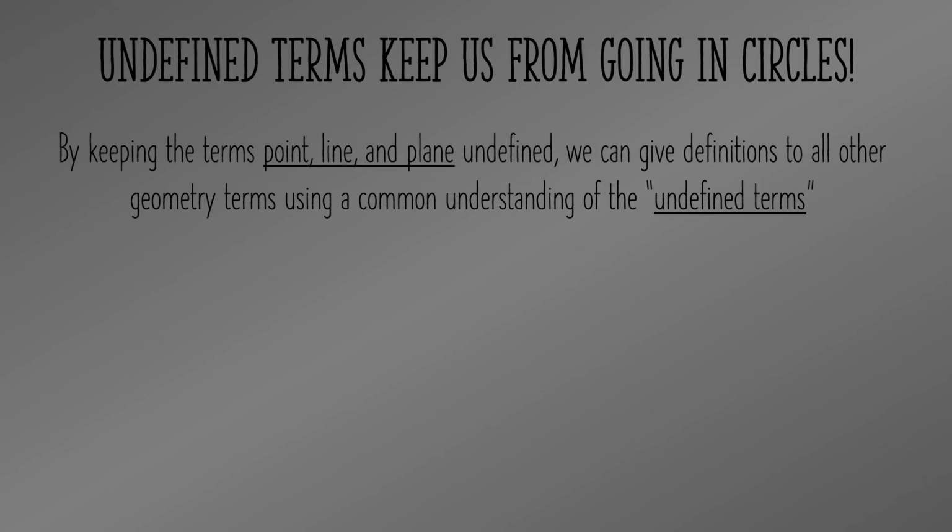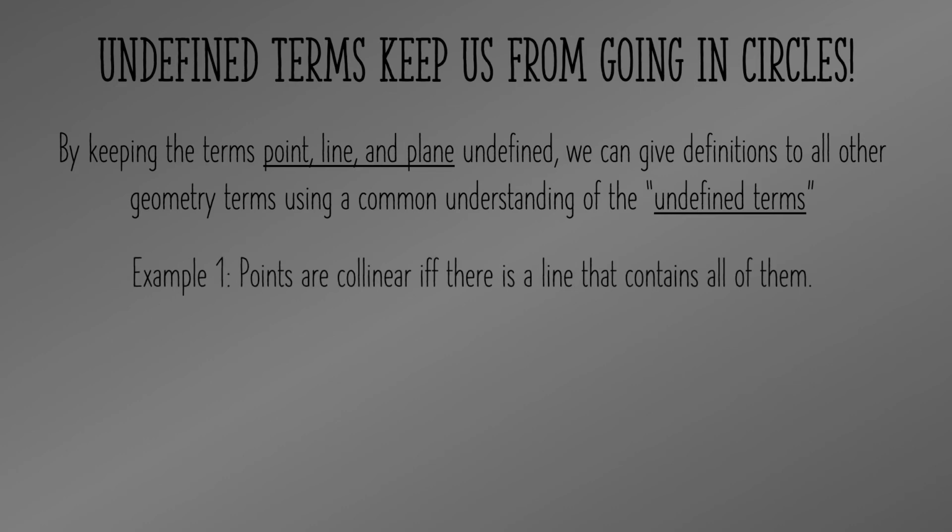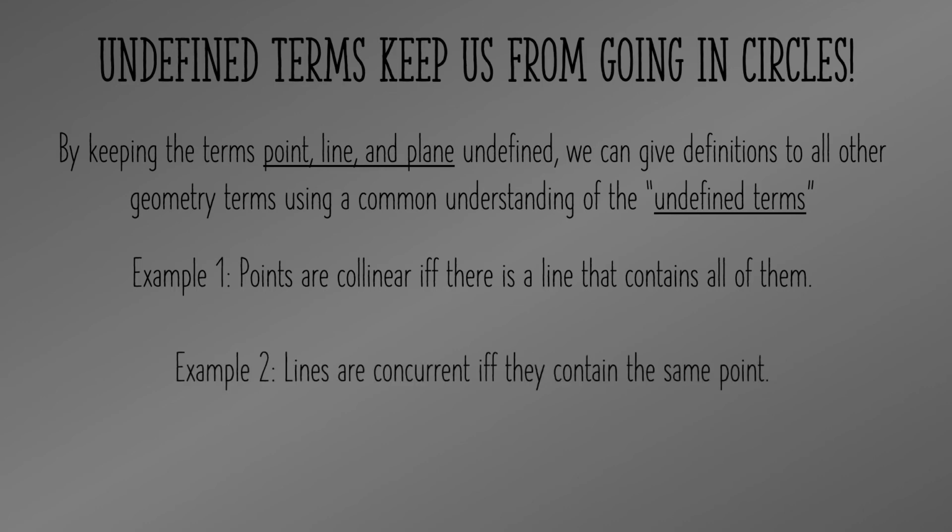So you've already seen in our first lesson of chapter 1 how these terms can be used to define other terms. We did this right at the beginning of class. So here are 2 examples that we worked on at the beginning. Example 1, points are collinear if and only if there is a line that contains all of them. In example 2, lines are concurrent if and only if they contain the same point.